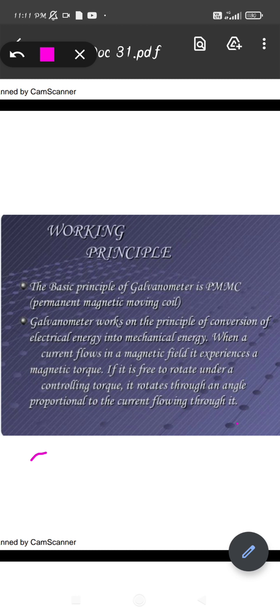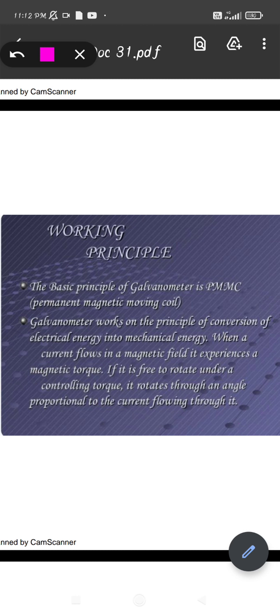And whenever the current flows in the magnetic field, it experiences a torque, that is, a couple of forces acts on it, and it makes the loop or that object move through an angle alpha or angle theta. But here we will be using the angle alpha for the galvanometer. So it allows the body to rotate, and it rotates through an angle that is proportional to the current flowing through it.